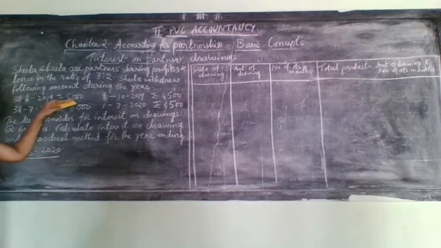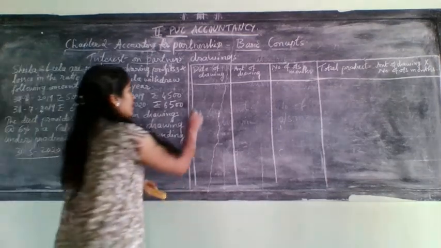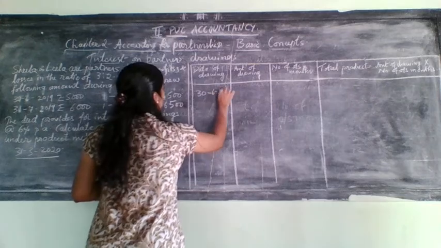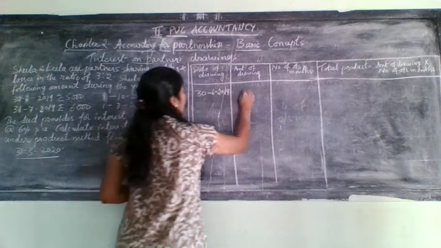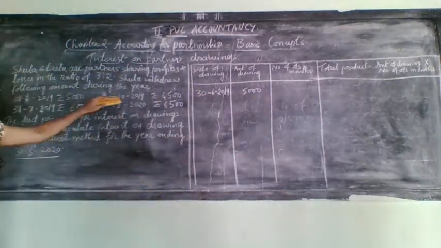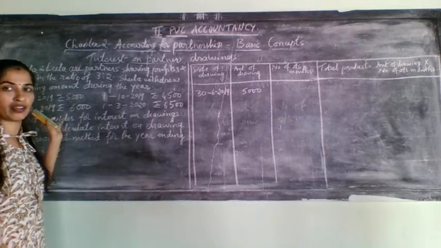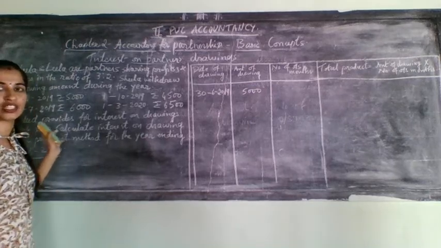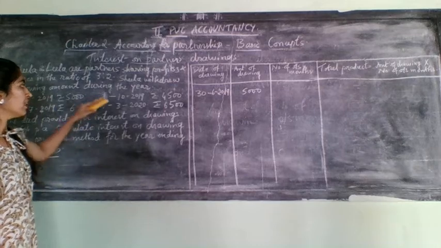So now, 30th/6/2019, the amount of drawing was 5,000. So first date, it will start from which one? 30th/6/2019. Amount of drawing is 5,000. Next, it is 1/10/2019. In the previous problem, it was given like A, B, C, D. But here nothing was mentioned. Just they have given the dates and they have given the amount of drawing.